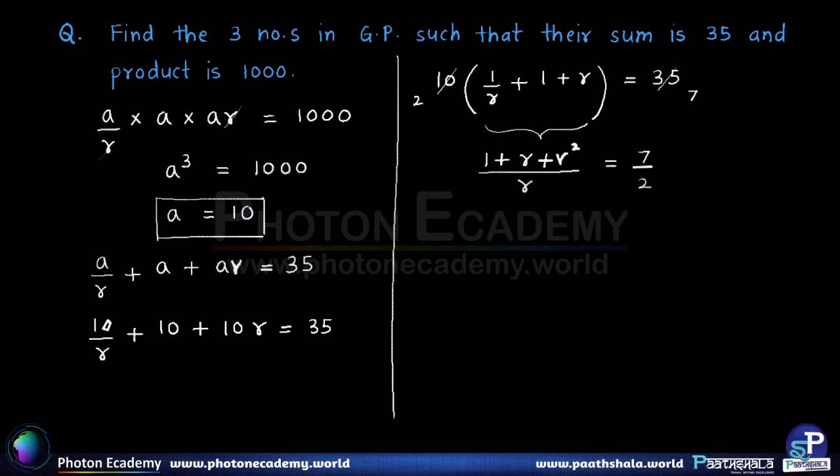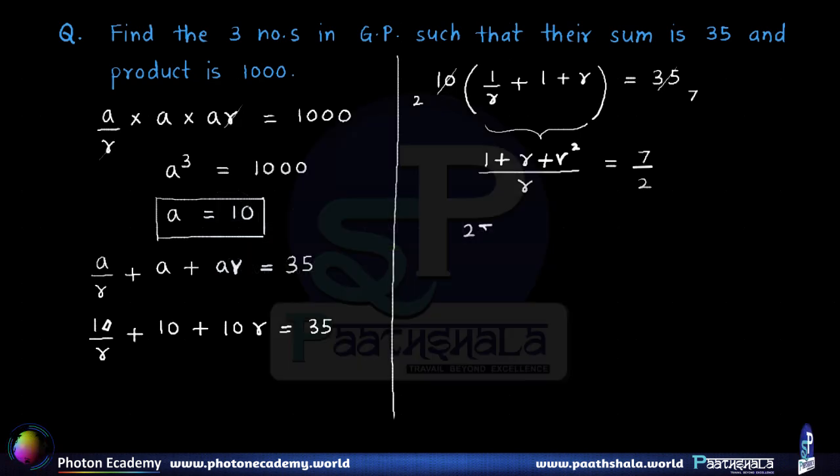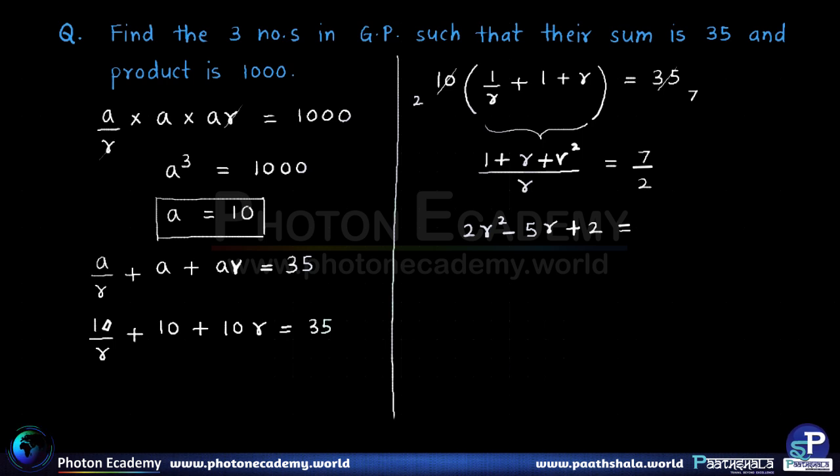Now when you cross multiply and simplify, we will get a quadratic equation, that is 2 into R square minus 5R plus 2 is equal to 0. And on solving this quadratic equation, we get the two values of R as either 2 or 1 by 2.